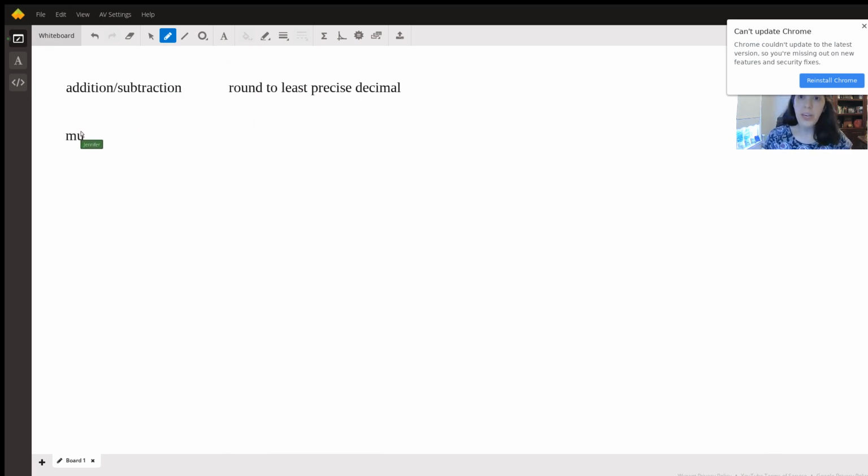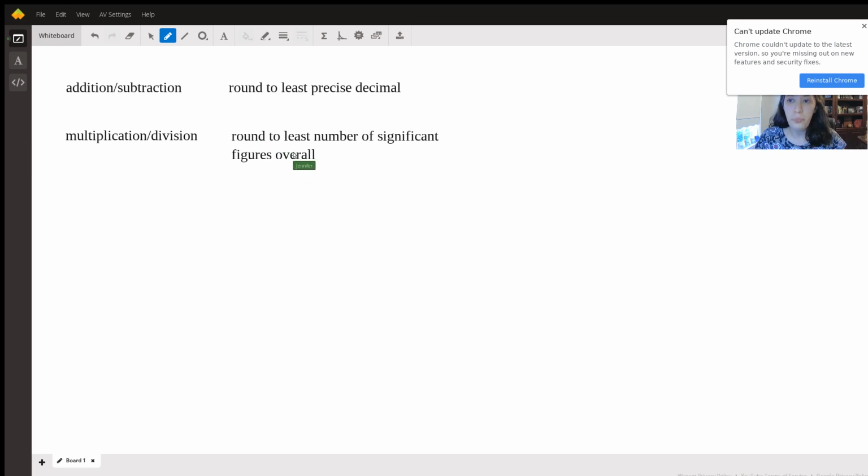If you are doing multiplication or division, however, then you're going to have a different rule for rounding. So here you're going to round to the least number of significant figures overall. So let's take a look at how that applies to this particular problem.